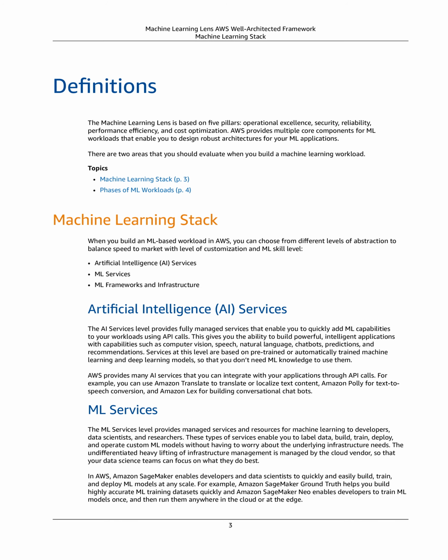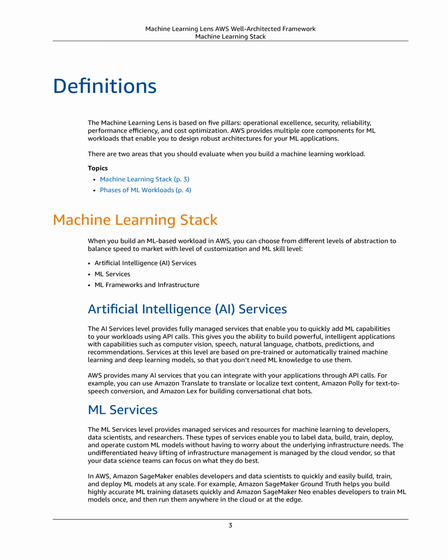Services at this level are based on pre-trained or automatically trained machine learning and deep learning models, so that you don't need ML knowledge to use them. AWS provides many AI services that you can integrate with your applications through API calls. For example, you can use Amazon Translate to translate or localize text content, Amazon Polly for text-to-speech conversion, and Amazon Lex for building conversational chatbots.